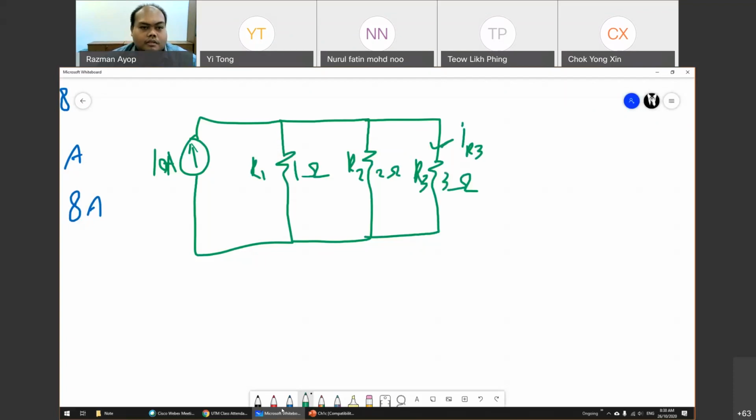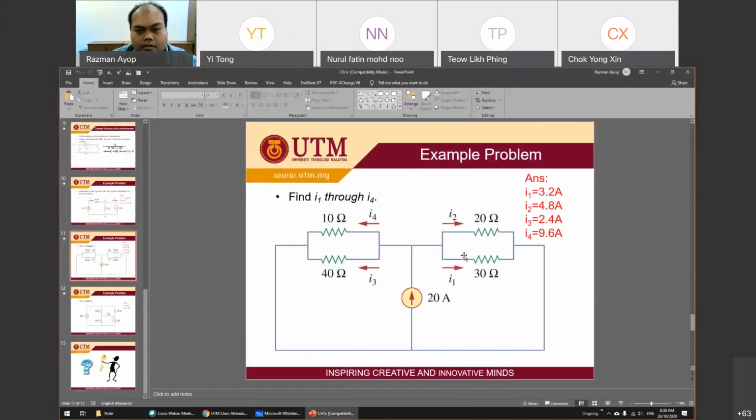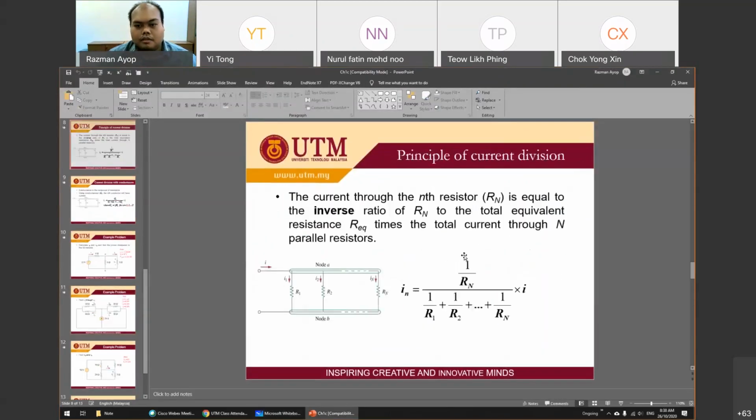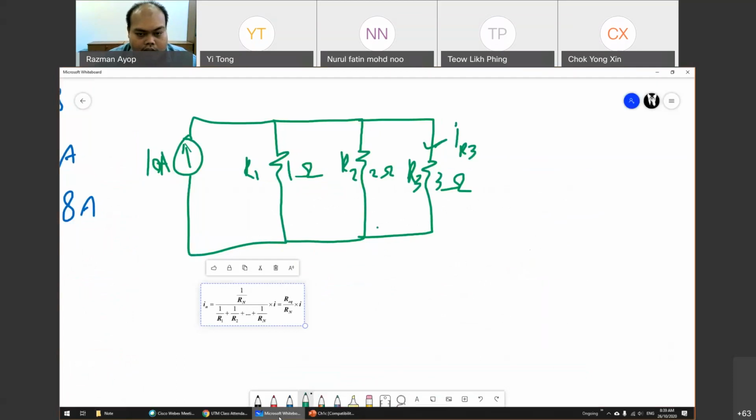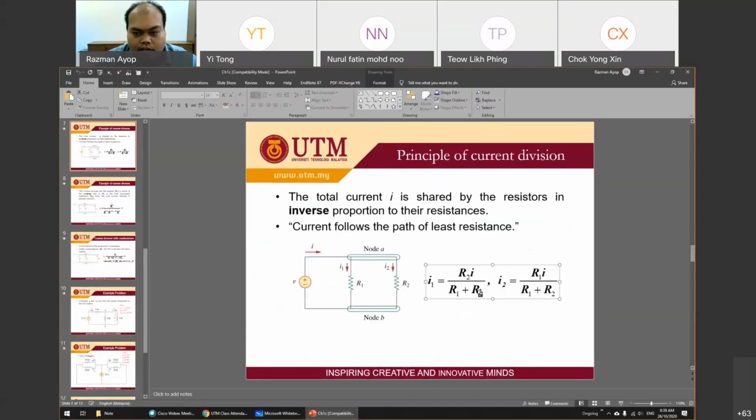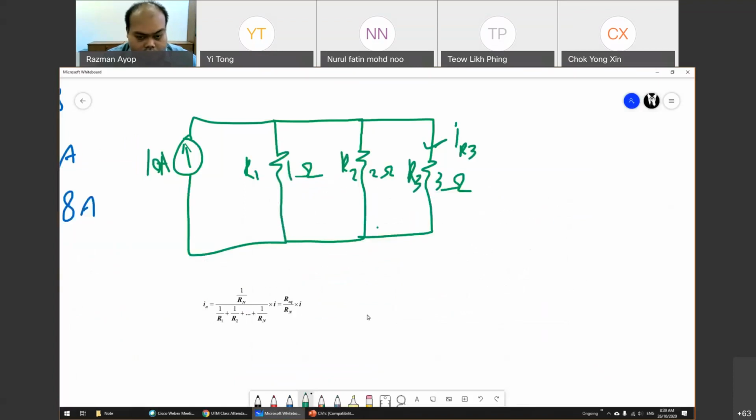If you have three resistances and above, you have to use the general formula because you cannot use the simplified formula. So you have to use this one. You cannot use this one. This one is only for 2. So make sure you remember this one is only for 2. So you have to use this one.